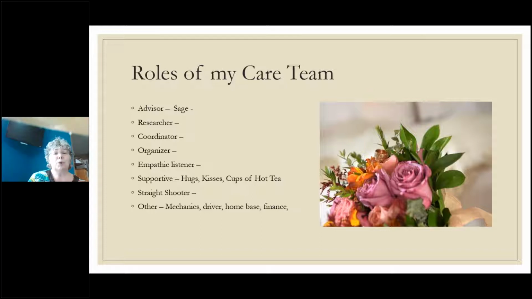And then there's the supportive, who gives us our hugs and kisses, who prepares cups of hot tea for us, who offers us gestures of support that are so helpful too, or reminds us we need to slow down and take care of ourselves.